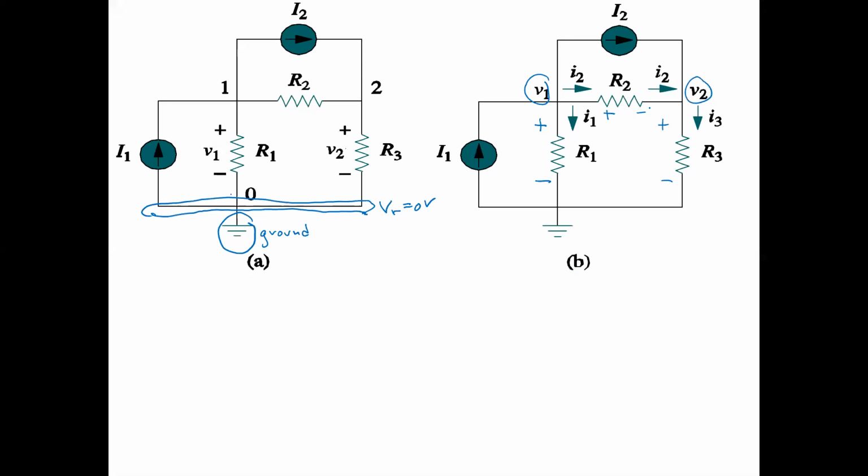Now, the I1 from this current source is also flowing into the V1 node from the left. The I2 current source is leaving the V1 node, and it's entering the V2 node, isn't it?